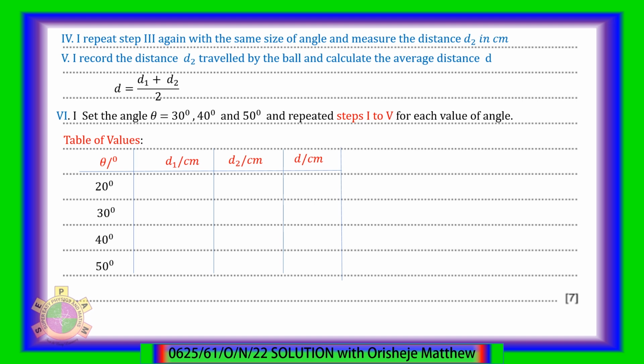Now, what will you notice? When the angle is smaller, the object is going to travel farther. But as the angle gets bigger, the distance reduces. So, what are the variables kept constant? The size of the ball and the point from which the ball is released on the track. So I keep those things constant.